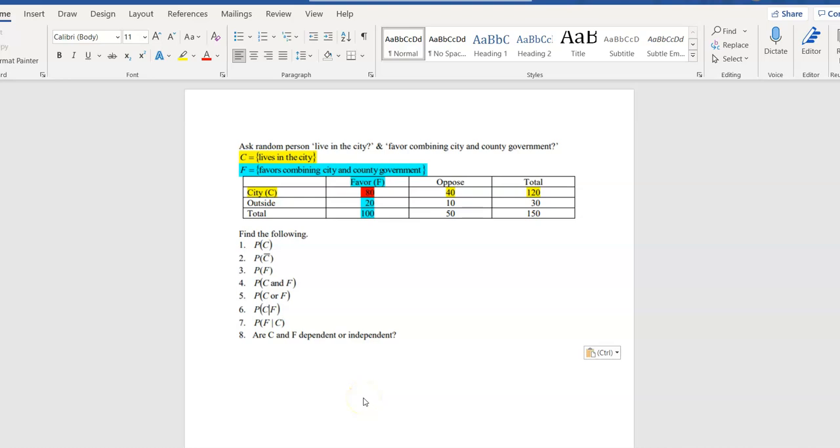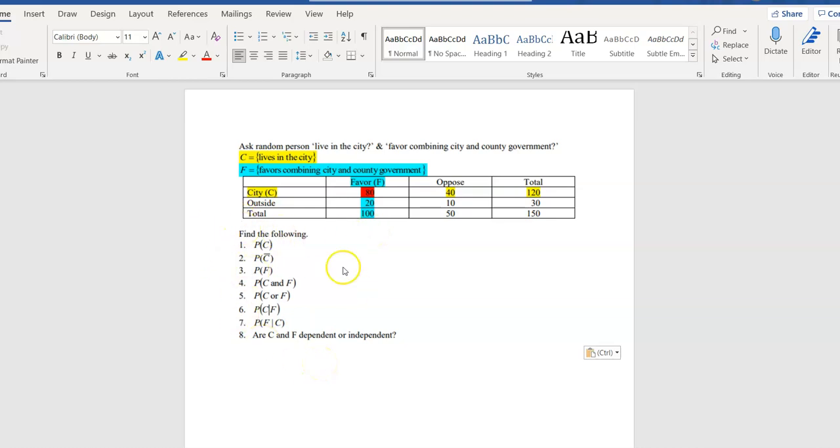All right, so we're going to ask a random person, do they live in the city and favor combining city and county government? So C is that they live in the city, and F is that they favor combining city and county government. So let's notice that we have a contingency table, and those that are in event C are all the way across here, and those who are in event F are the blue ones going down. And we're going to answer these questions.